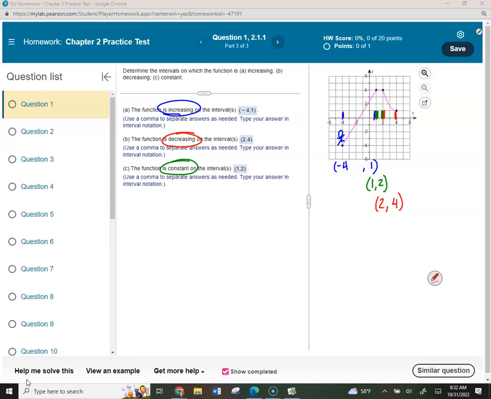Are there any questions on this one at all? I don't know how to do this. It's a little bit different.